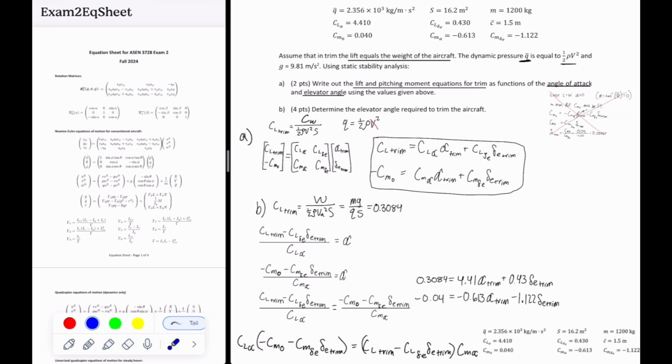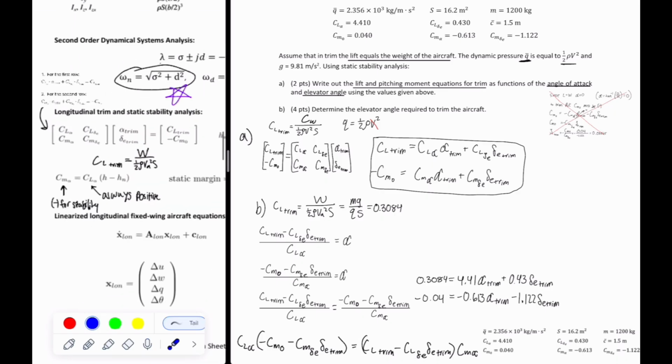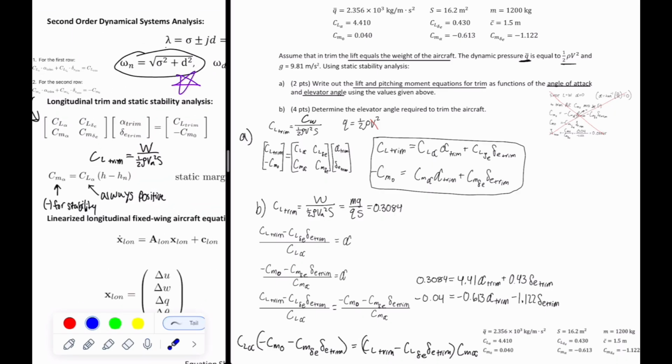Let's look to our equation sheet. And we have this useful equation right here, which relates CL trim to alpha and the elevator deflection. We are going to multiply that out for CL trim and CM naught. And that's the equations with respect to alpha and elevator deflection. Part B asks, determine the elevator angle required to trim the aircraft.